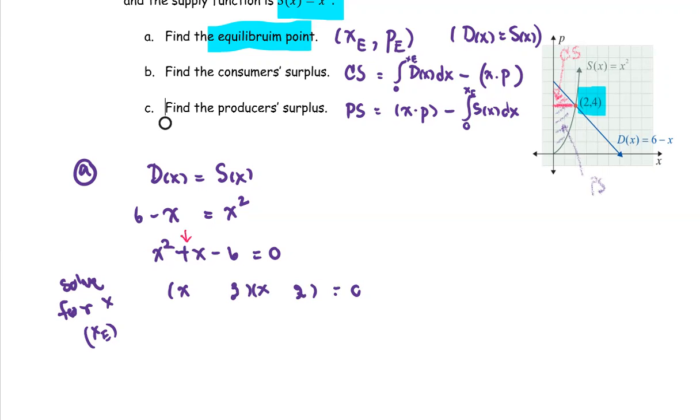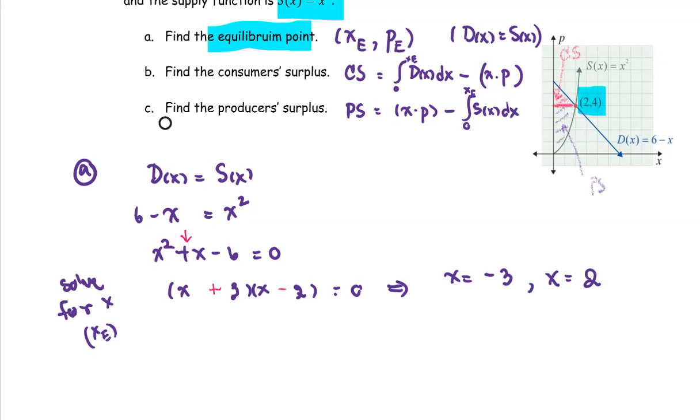The sum of the two terms is positive, so the greater quantity is going to have the same sign. So this is a plus sign, and this is a minus sign. We can see that the product is -6, but the sum is +1. Now we get the two values: x equals -3 and x equals +2.